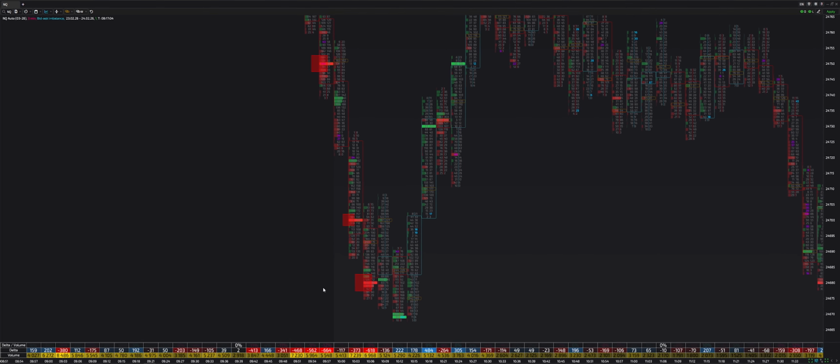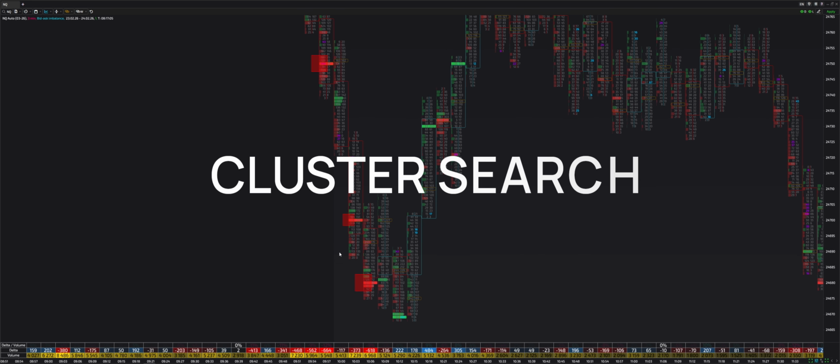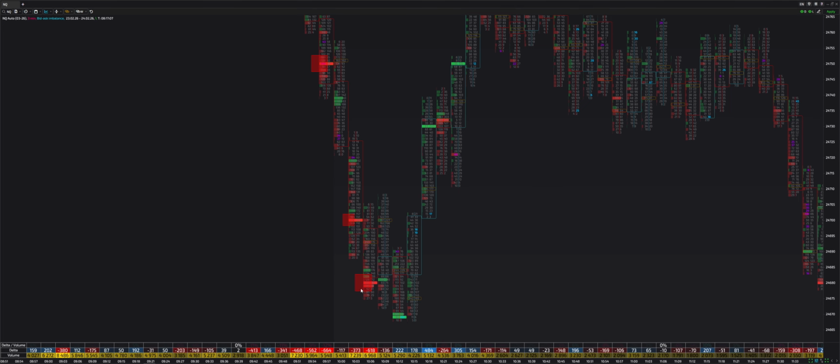Next in our top list is the cluster search indicator. In this example, it is displayed as squares on the chart. The indicator operates based on two parameters, volume and delta. When a large volume appears, for example, 450 contracts with a significant delta, in this case minus 200, these markers are formed on the chart.